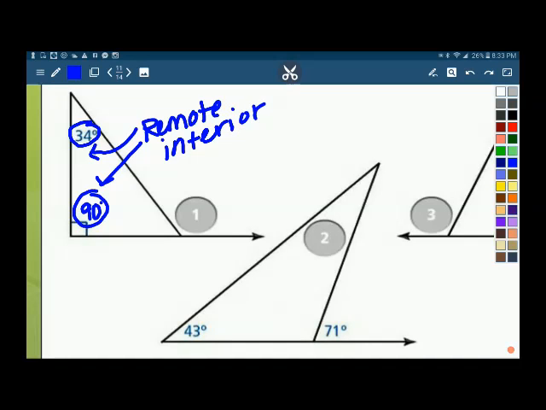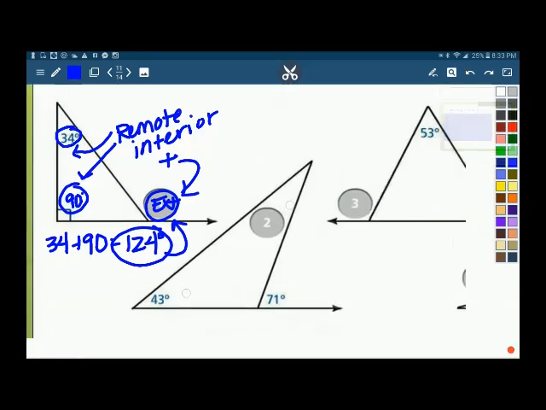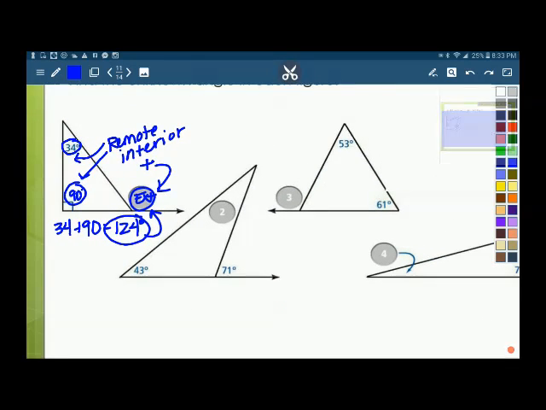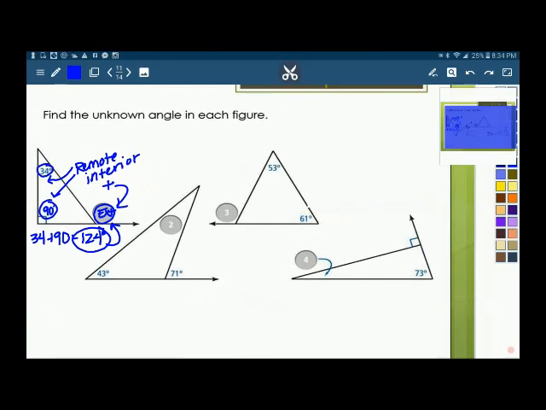Okay, those two add together to equal the exterior angle. So I'm going to take 34 and 90, add them together. That's going to be 124. So 124 degrees is the missing angle. Okay, so all you're going to have to do if you need the exterior angle is add the two remote interior angles together. So the other triangle that is missing the exterior angle is this one over here.